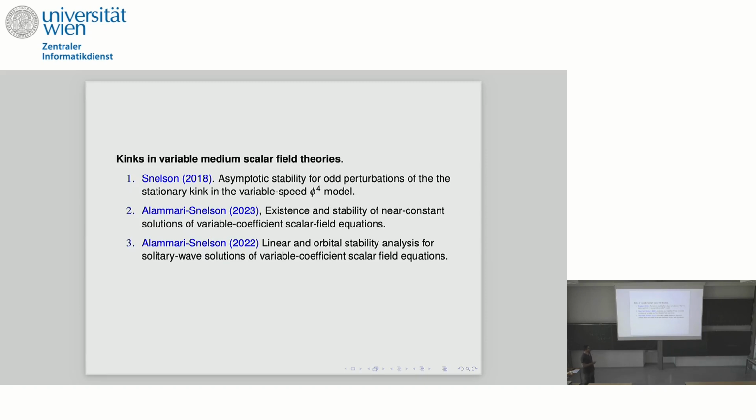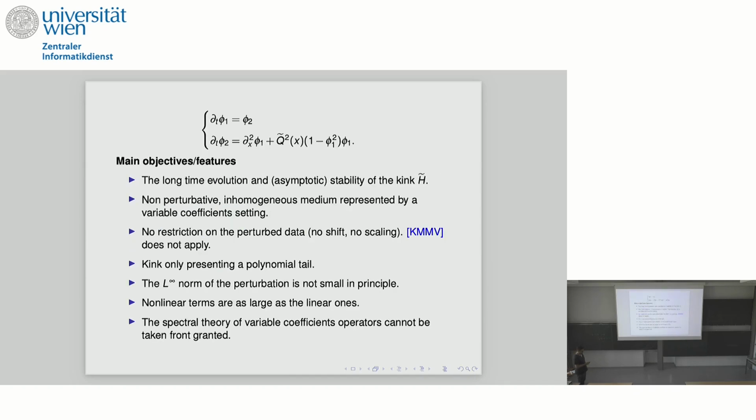So we found out that probably the setting for our problem is not yet considered in the literature, which makes things interesting, right? So coming back to our problem, of course, we are interested in the long time evolution and asymptotic stability of the kink H tilde. But one interesting feature of the problem is that, as I told you before, you have an inhomogeneous medium.